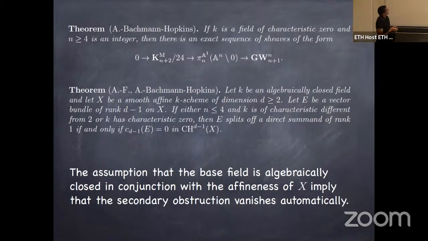And the assumption that K is algebraically closed appears there in conjunction with affineness, because there is going to be a secondary obstruction beyond the vanishing of the Euler class. And in this case, those two conditions combine to tell you that the secondary obstruction is automatically trivial.